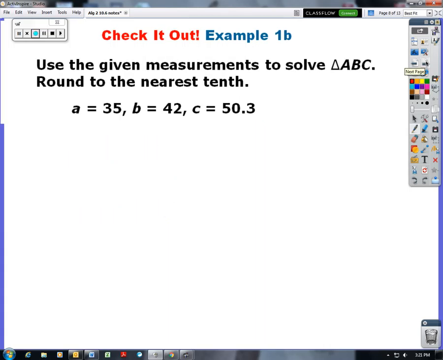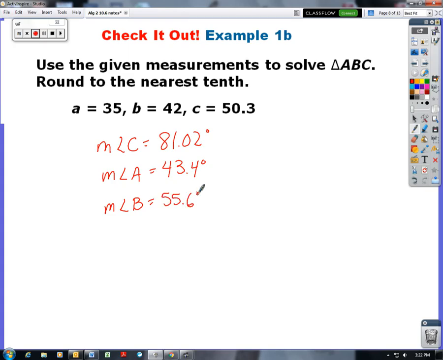And then this is an example so you can get practice with side, side, side. So again, I'm just going to give the answers to save time. Looking in my notes here, on this one you do want to find the largest angle first, which is the angle opposite the longest side, so it's going to be measure of angle C. In my notes I have 81.02, so that's not obtuse, is it? Measure of angle A is 43.4 degrees, and the measure of angle B is 55.6 degrees. So you'll work that in a similar fashion to how we did the example with side, side, side.